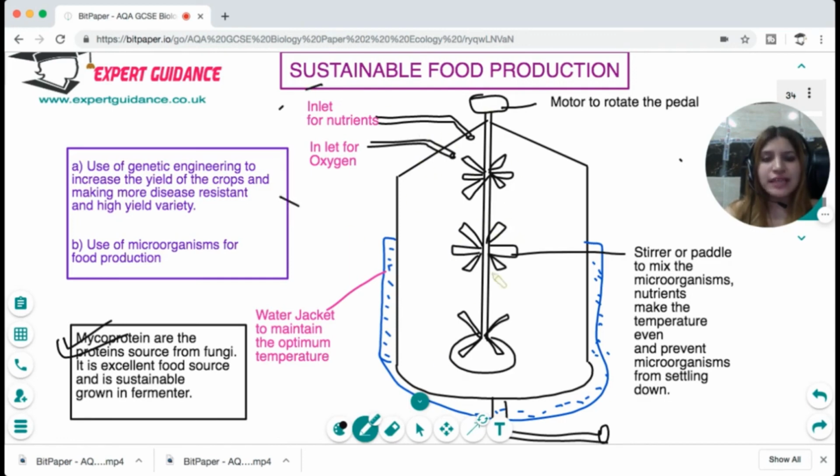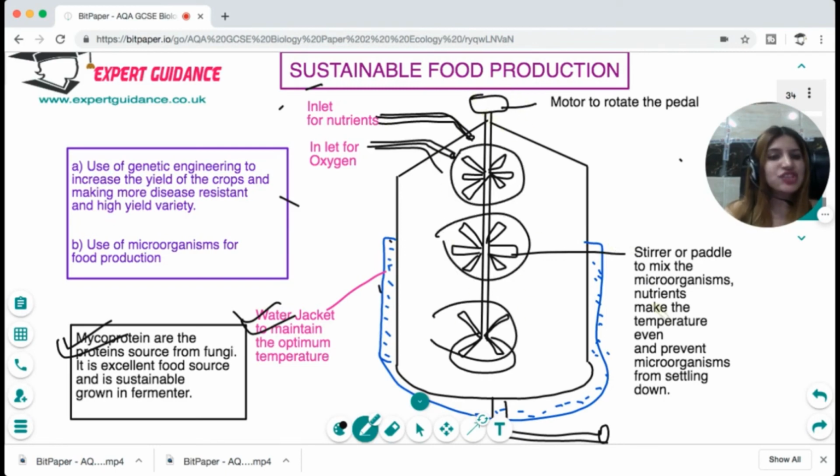This is a setup of a fermenter. It has a water jacket to maintain the optimum temperature. It has an inlet of oxygen and inlets for nutrients. It has a motor at the top to rotate these paddles. These paddles rotate and stir the mixture so that the microorganisms do not settle at the bottom, and make the temperature and resources even.